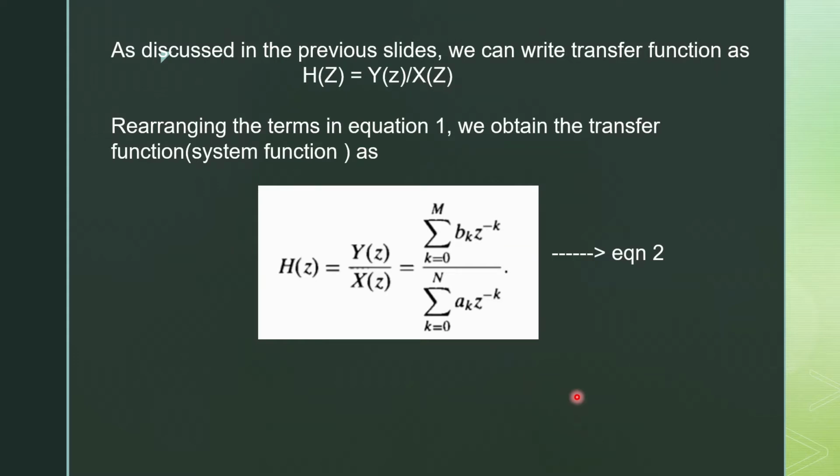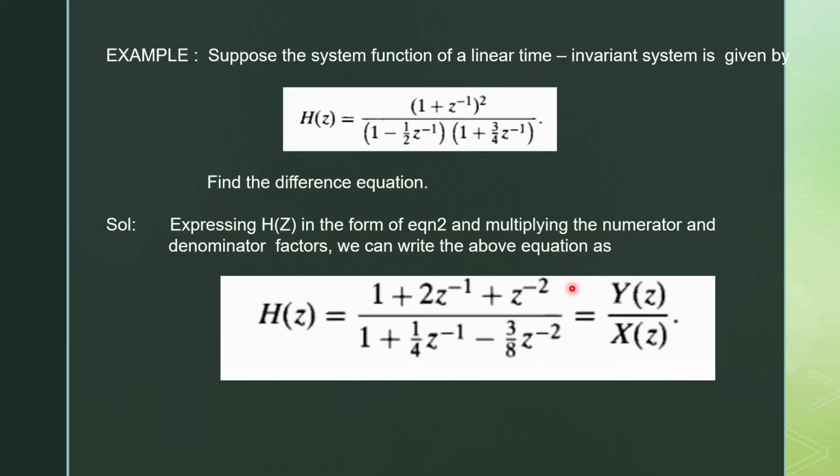As discussed in the previous slides, we can write the transfer function as H(z) equal to Y(z) by X(z). Rearranging the terms in equation 1, we obtain the transfer function, or the system equation, as H(z) equal to Y(z) by X(z), that is equal to summation k runs from 0 to m bk z power minus k divided by summation k runs from 0 to n ak z power minus k. Mark this as equation 2. Let's solve an example regarding this.